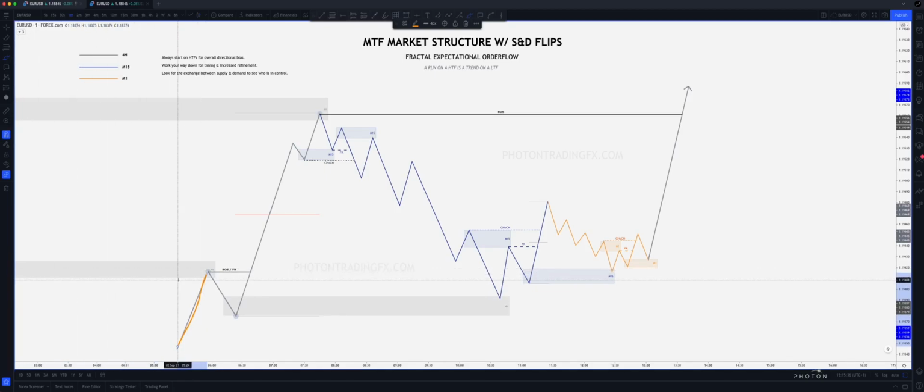So we come up into this old supply zone from previous price action. Price then fills up that supply, and it's enough to initiate a pullback. So we get a swing pullback, and then price forms a higher low and moves to the upside, and we get that break of structure, right? We get price forming a higher high.